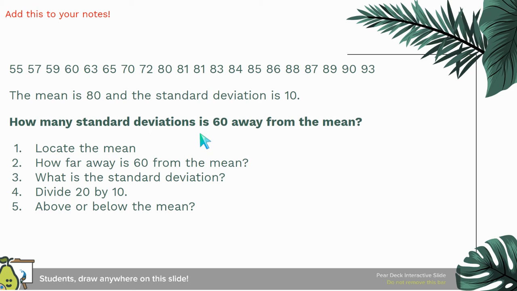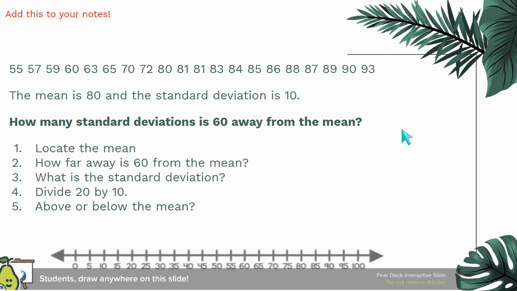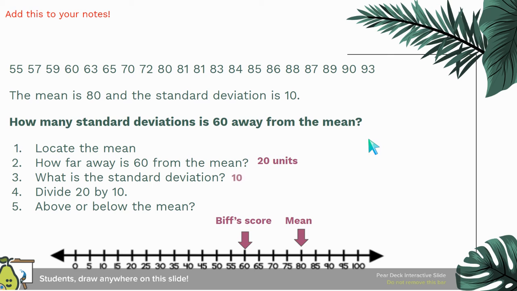Now, how many standard deviations is 60 away from the mean? So we're going to locate the mean again on our number line. How far away is 60 from the mean? Well, we know from the previous slide that Biff's score is 60, and it's 20 units. So what is the standard deviation? Keep in mind, they gave us the mean and they gave us the standard deviation. So the standard deviation is 10.